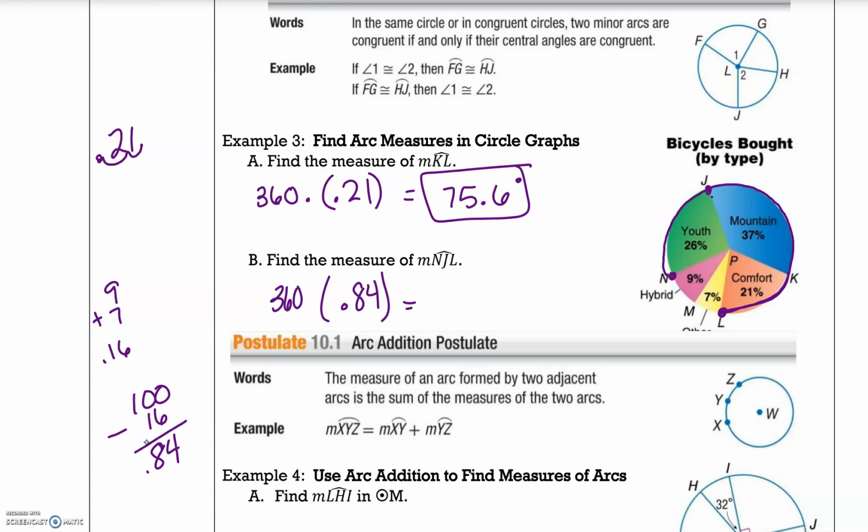because that's how much all these percents add up to. You can just add them up, 26 plus 37 plus 21, and do it that way. And we get 302.4 degrees.